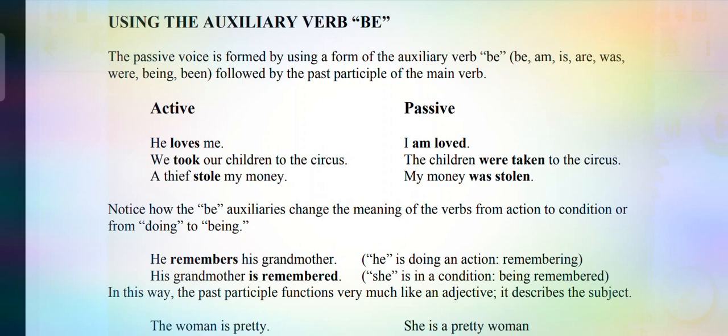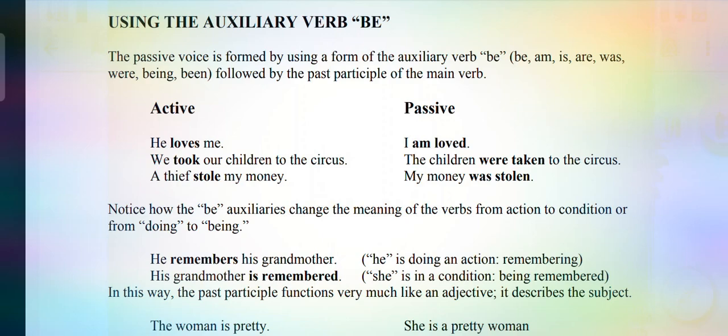Second example, that is, we took our children to the circus. हम लोगों ने अपने बच्चों को सर्कस दिखाया या सर्कस ले गए. The children were taken to the circus. बच्चों को सर्कस में ले जाया गया. This is the meaning of this sentence. A thief stole my money. एक चोर ने मेरी जो भी मनी थी या फिर जो भी मेरे पास पैसा था उसको चुरा लिया. My money was stolen. मेरी मनी मतलब मेरा पैसा चुरा लिया गया.